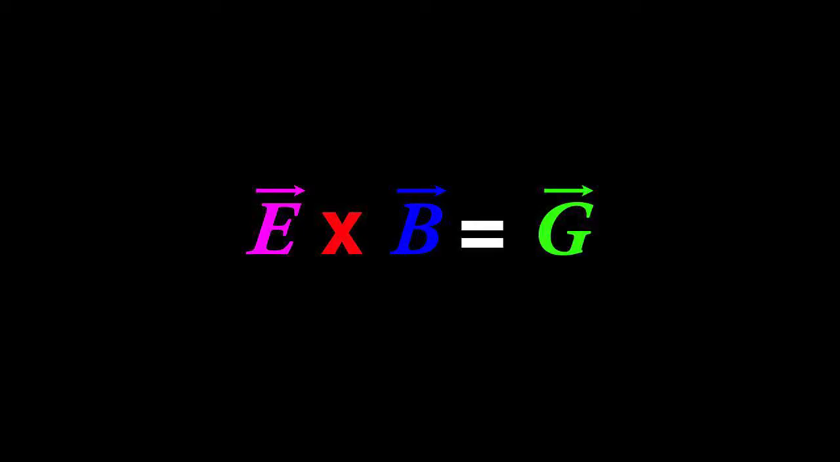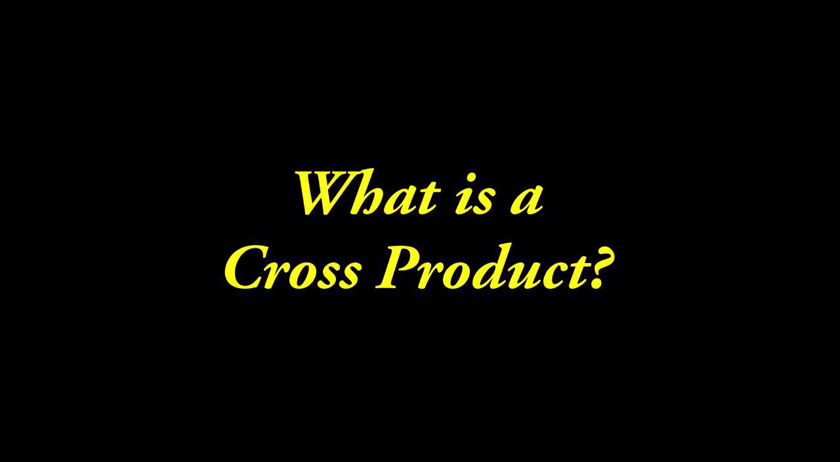Each field has a numeric value. Each field has a direction. They are not just numbers, they are vectors. The small arrow above each field indicates their vector, so direction must be accounted for. What is a cross product? A cross product is a three-dimensional form of vector multiplication.